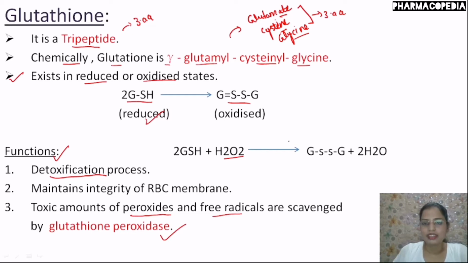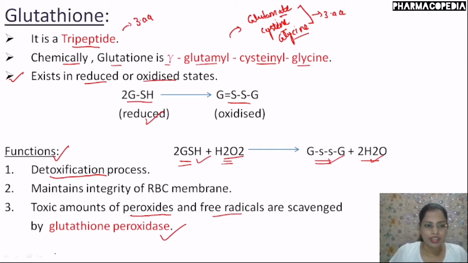This gives you the overview. This is the reduced glutathione. What it does is cause the detoxification of hydrogen peroxide to water, and itself it gets oxidized. So what I mean is, this reduced glutathione causes the detoxification of hydrogen peroxide by converting it to water, and itself it gets oxidized.